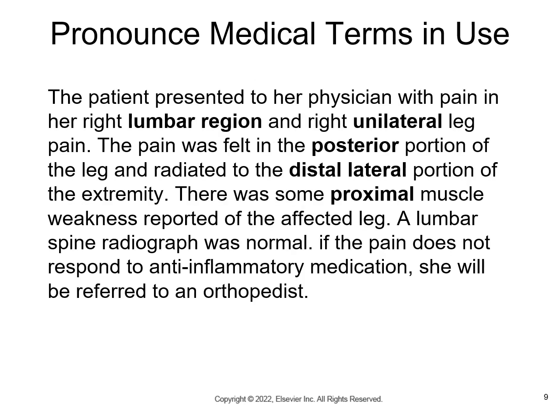And as before, we're going to look at a part of a case study. The patient presented to her physician with pain in her right lumbar region. So lumbar regions is your key term there. And right unilateral leg pain. The pain was felt in the posterior portion of the leg and radiated to the distal lateral portion of the extremity. There was some proximal muscle weakness reported of the affected leg.